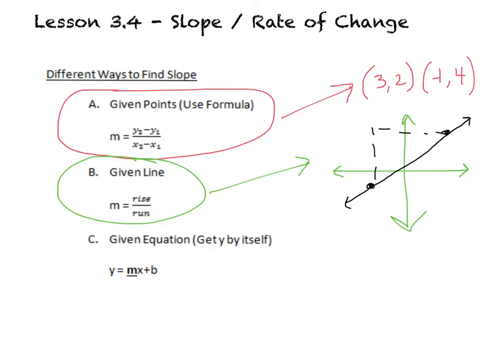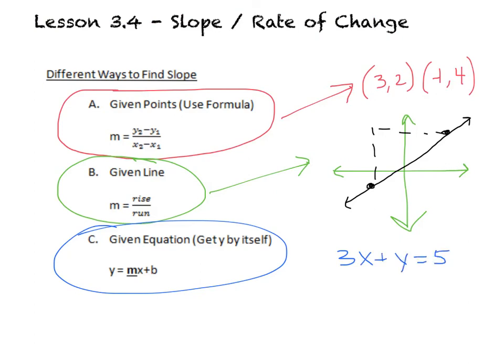And finally, if you're given an equation, you have to get y by itself. So for instance, if you have a problem like this, 3x plus y equals 5, you would simply go minus 3x, y equals 5 minus 3x, and you would be able to say, hey, -3 is my slope. So I think this is such an important slide. You're going to use all of 3 of these in today's lesson.